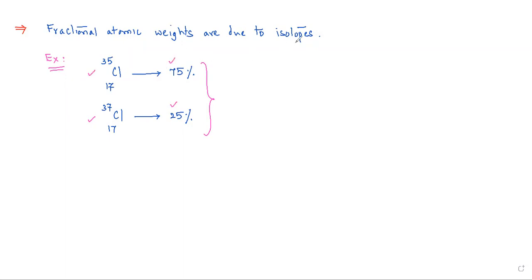This isotope is 75% in nature. So these are the isotopic abundances. Abundance is the availability of a particular isotope in nature. So chlorine exists in two different forms. Check this out: one with the atomic weight 35 and the other with the atomic weight 37. Then what is the proper atomic weight of chlorine that can be given?